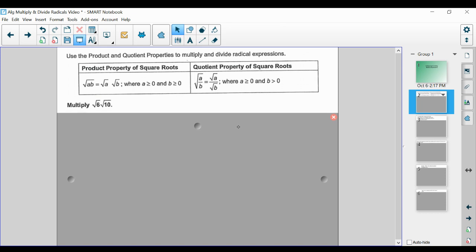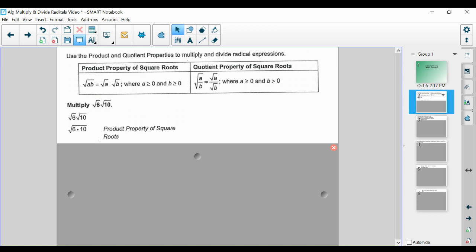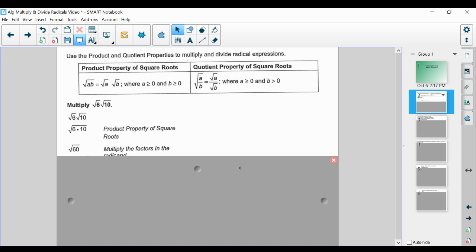So let's talk about an example. Let's multiply the square root of 6 by the square root of 10. Now we can't simplify the square root of 6 and we can't simplify the square root of 10. So these currently are simplified, but we're going to multiply these two values. We're going to use the product property, where we take the square root of 6 times the square root of 10 and put them both, multiplying with each other, underneath one square root. So we have the square root of 6 times 10. We know that 6 times 10 is 60. So we multiply those factors underneath the radical. We call that the radicand.